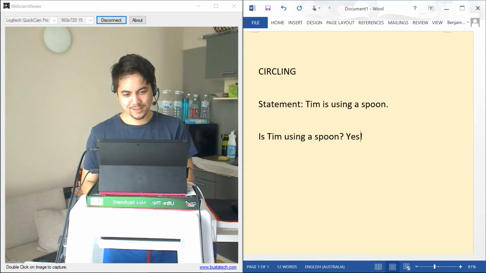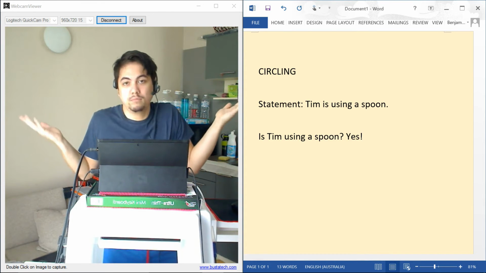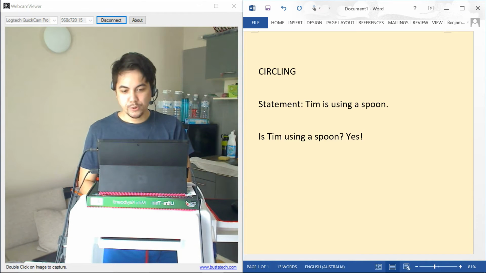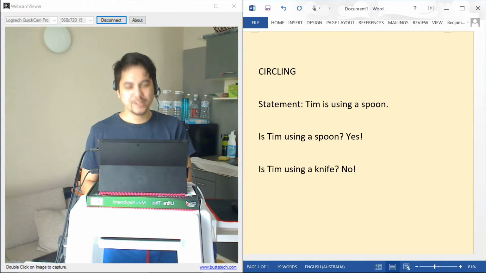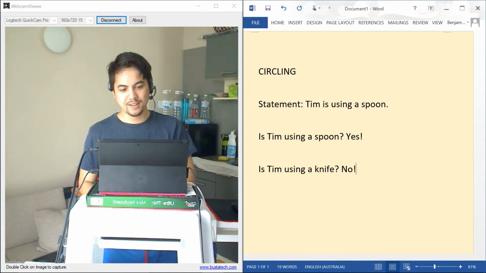The answer is yes. The student just needs to answer the question in a short way. Just, yeah, he's using a spoon. Is Tim using a knife? No, he's not using a knife. It's a spoon. When Tim kills people, he uses a knife, but he's eating, I suppose. He's currently eating or something. He's using a spoon. He's not using a knife.